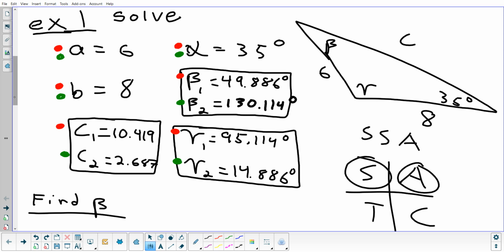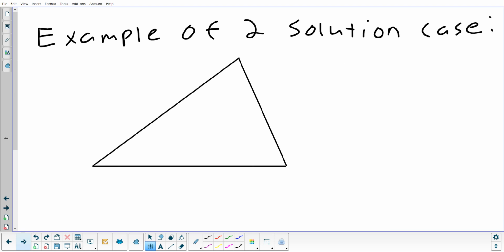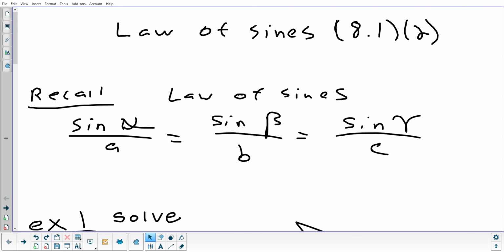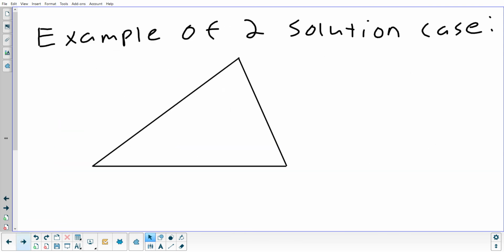Okay, so any questions on that? Okay, so that's a 2-solution problem. That's the worst case, 2-solution. All right, let's take a look at one. Actually, you know what? Let me show you visually how you can get the 2-solution case. How can you actually build a triangle that comes out with 2 different answers if you're given the same 3 pieces of information to start?